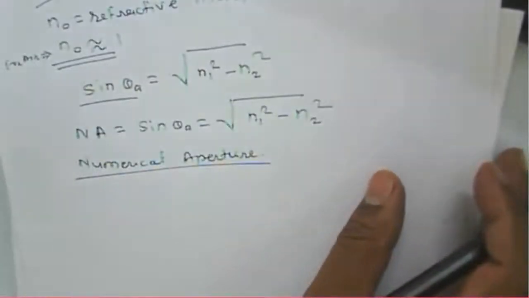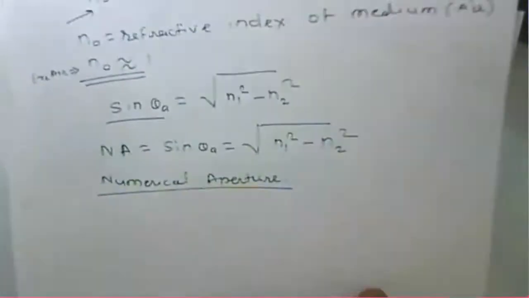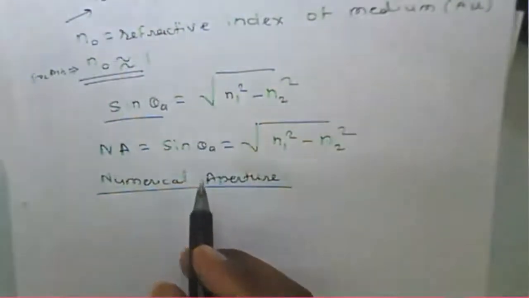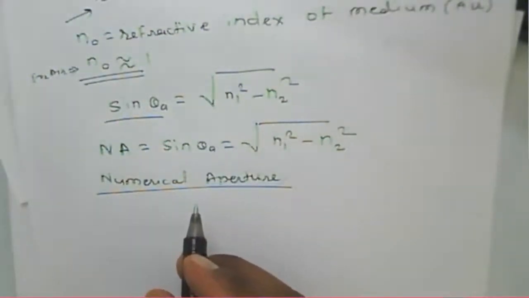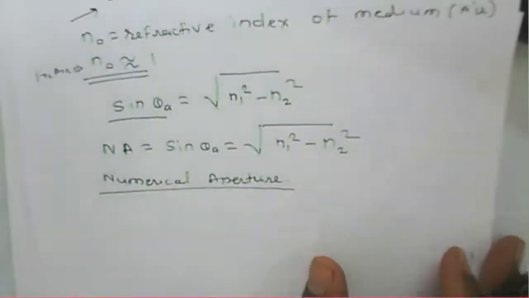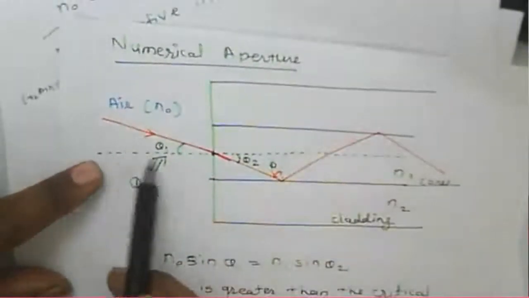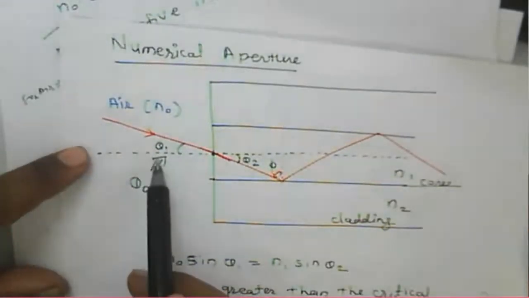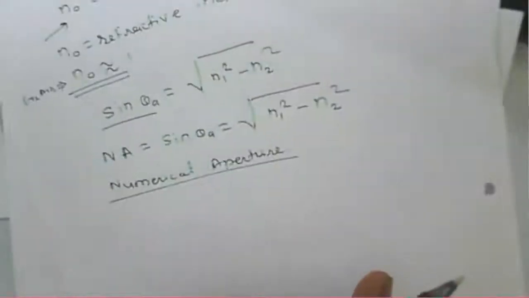So that's why sine of theta a is equal to under root of n1 square minus n2 square, and this is nothing but the numerical aperture of the fiber.